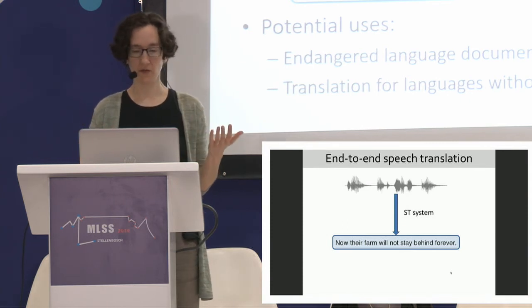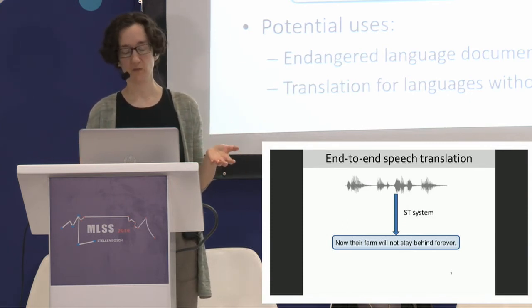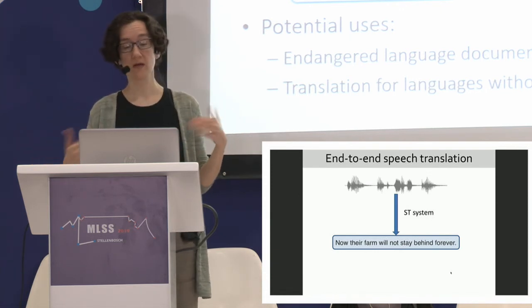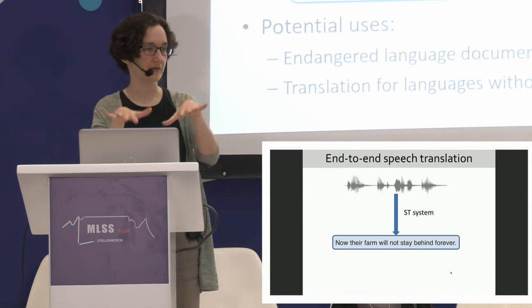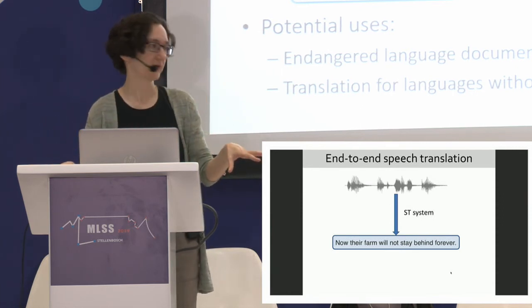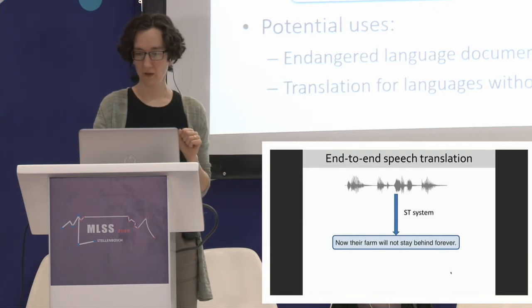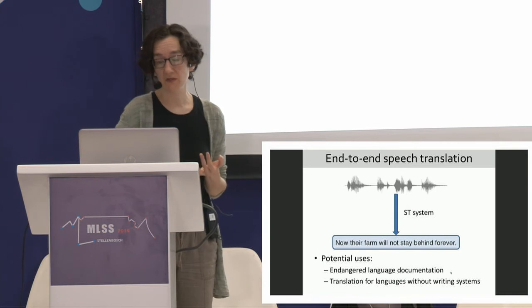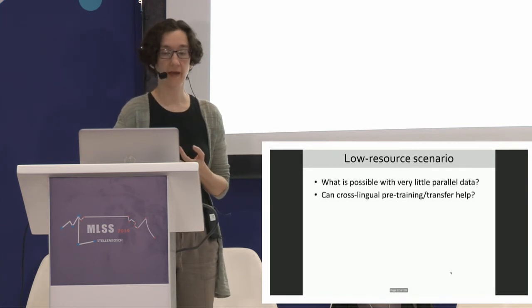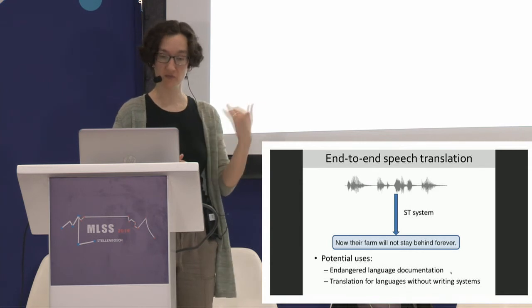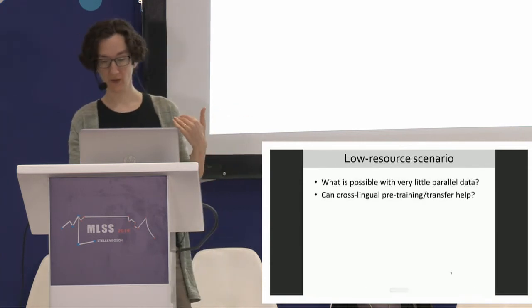And I think another potential use case for this would be, as I mentioned earlier, there's a lot of languages that don't even have writing systems. And so instead of worrying about how to write down whatever it is that's being spoken, maybe just write it down in a different language. So the question that we were trying to address here is, what's actually possible with very little parallel data, and can cross-lingual pre-training of the speech component actually help?